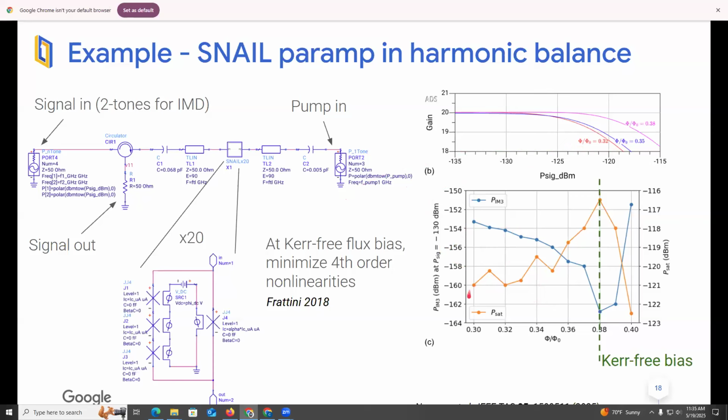And what you can see is that the saturation power, which is shown here in orange, indeed has a maximum at a particular flux bias. At the same time, you have a minimum in the intermodulation product, so basically mixing terms of two tones. And that indicates to you that at this flux, you essentially minimize the fourth order nonlinearity. So this is what is called the Kerr-free bias, and the value of that bias matches the results in the paper.